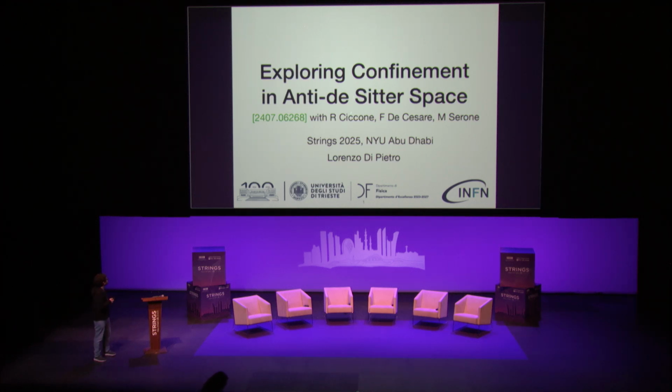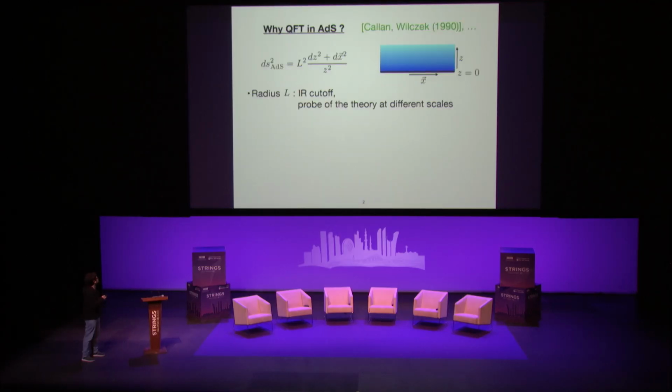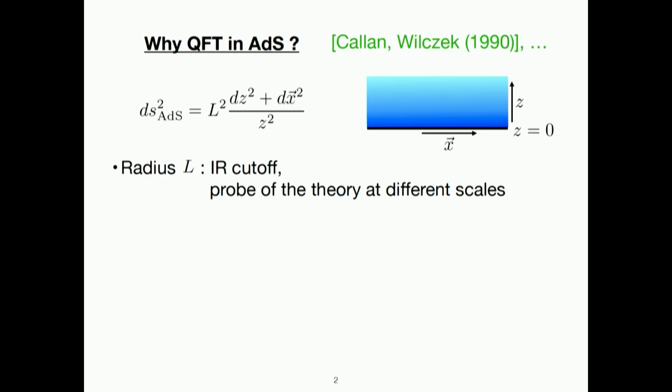And the topic of this work is quantum field theory on the background of anti-de Sitter space. So I would like to start by explaining why I think this is an interesting background to study quantum field theory. These are not new ideas. They appeared many times already in the literature, at least starting from this work by Callan and Wilczek back in 1990. And just to set the notation, I wrote here the metric of AdS that I will use. I will always be in Euclidean signature. And z is the usual radial coordinate with conformal boundary at z equals 0. And L is the radius of AdS.